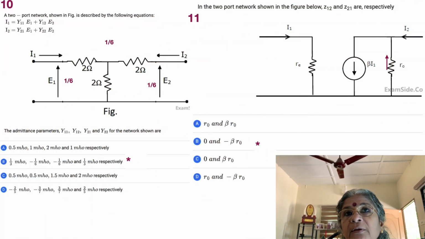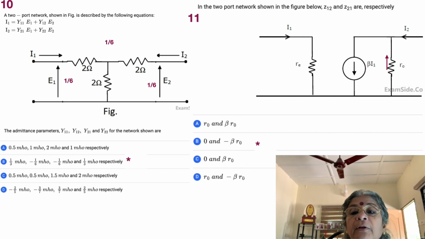So what is Z21? Z21 is equal to V2 divided by I1, with I2 set equal to 0. So we give V1, the I1 flows, and when I1 flows, we have beta I1 flowing, but there's no I2 as I mentioned earlier. This beta I1 that is flowing down, because it's a dependent source, a dependent current source, though it's not shown that way.